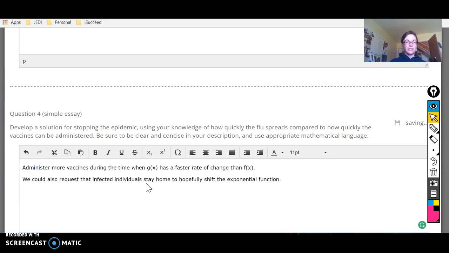So I think either of these answers would be sufficient. I think that in terms of this particular question, how you compare the f of x and g of x, the better answer here is probably to administer more vaccines during the time when g of x has a faster rate of change than f of x.